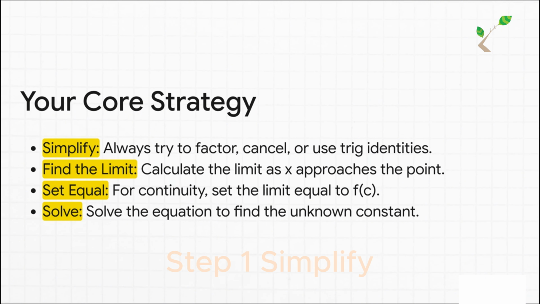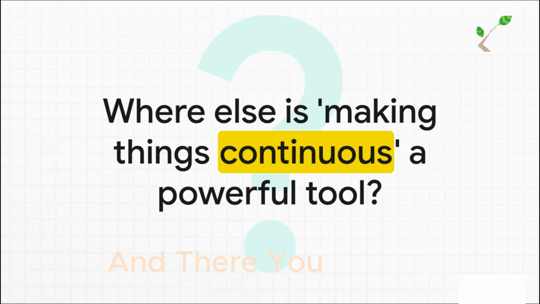Step 1. Simplify. Always look to factor, cancel, or use an identity first. Step 2. Find the limit as you approach the point. Step 3. Set that limit equal to the actual value of the function at that point. And finally, step 4. Solve for whatever you're looking for, usually k. That's your game plan. And there you have it. That's how you can master continuity for your exams.